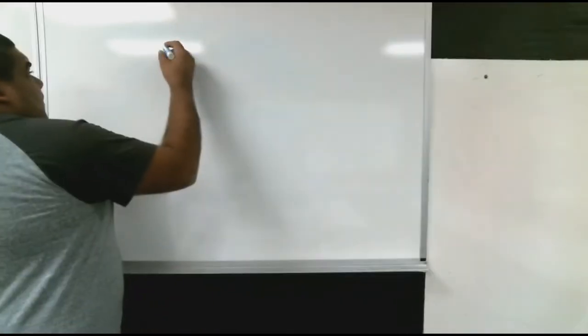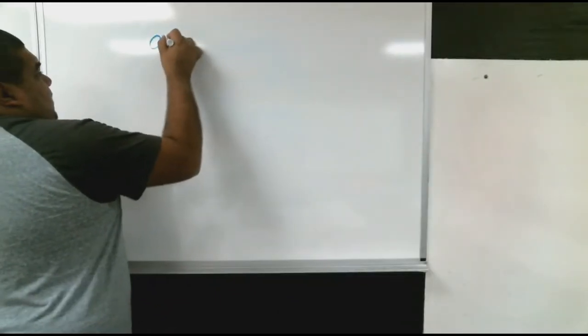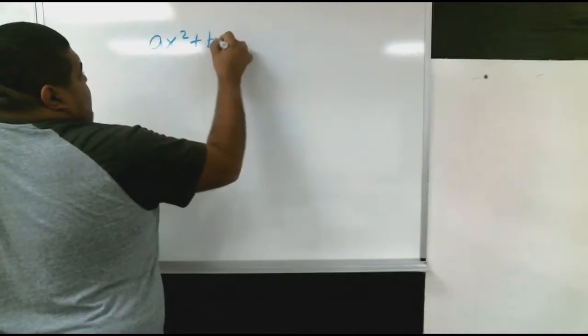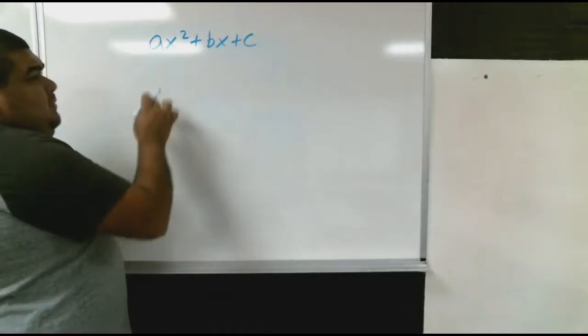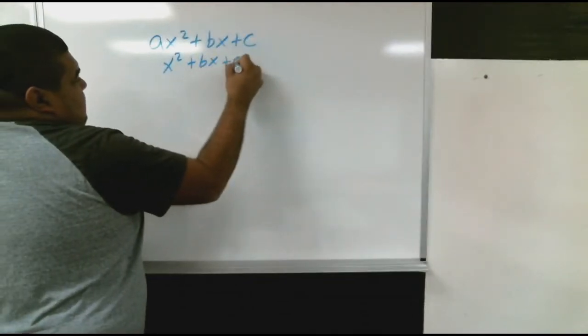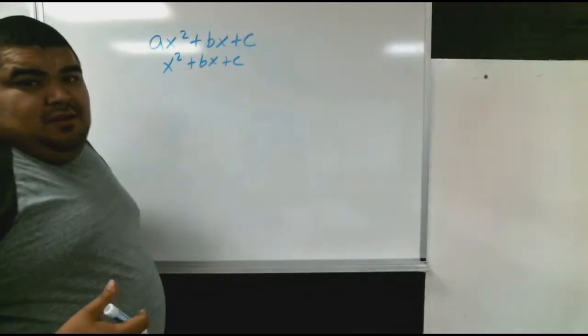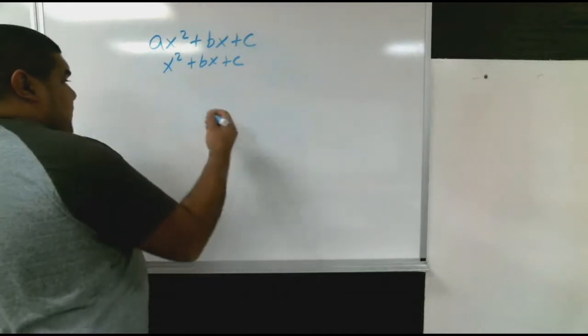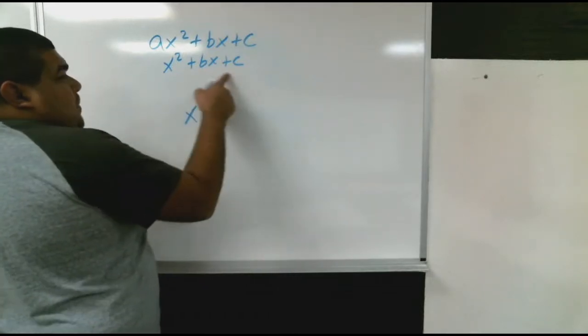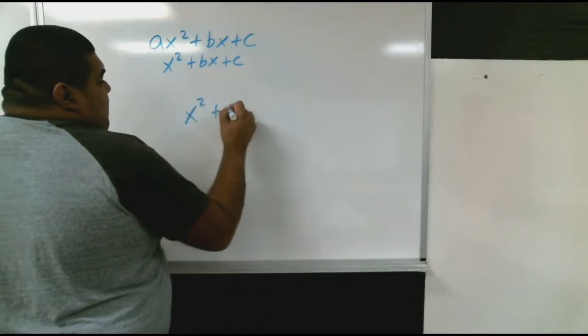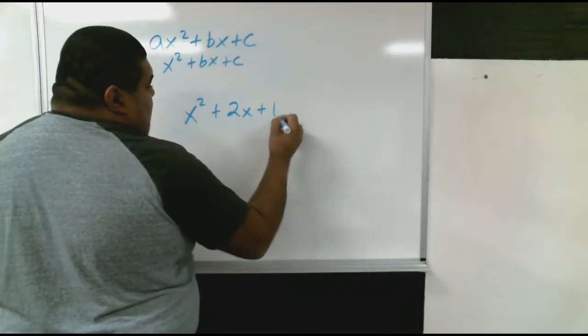If you guys remember quadratics, we have x squared plus bx plus c. Sometimes we don't have the a, we just have x squared plus bx plus c, okay? That means that when we had an equation, let's use the bottom one, x squared plus 2x plus 1.